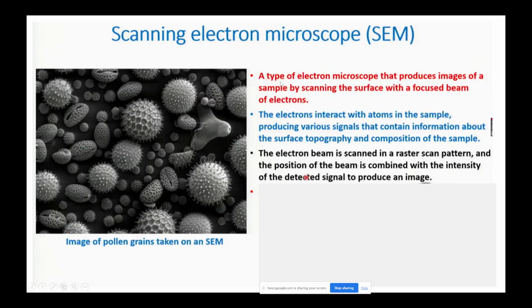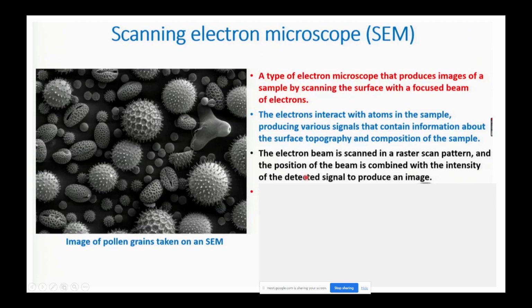A type of electron microscope that produces images of a sample by scanning the surface with a focused beam of electrons. The electrons interact with atoms in the sample, producing various signals that contain information about the surface topography and composition of the sample. The electron beam is scanned in a raster scan pattern, and the position of the beam is combined with the intensity of the detected signal to produce an image. So yeah, this is sequential. It will not give you the direct image. It scans in a raster scan manner in the XY direction, so it is like sequential scanning.